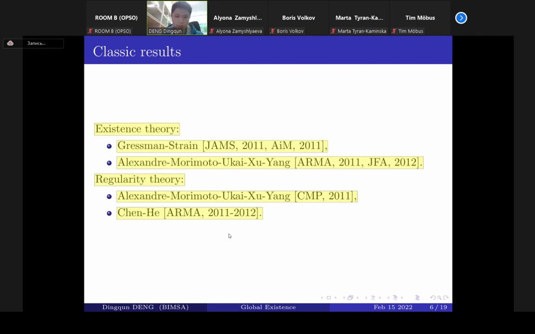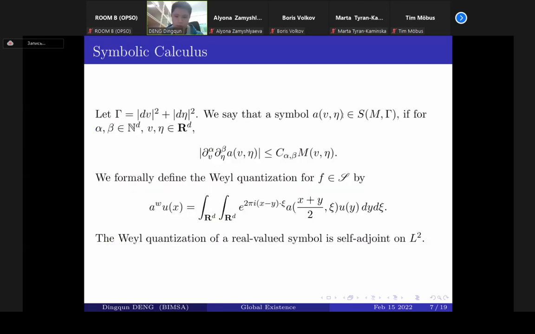So firstly, we may use some symbolic calculus definitions. We let gamma be the Euclidean metric, and we say a symbol a belongs to S(m, gamma) if its derivatives are bounded by some function m, and we call it the Weyl quantization, which is defined in the following way.